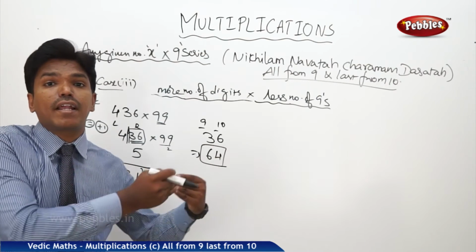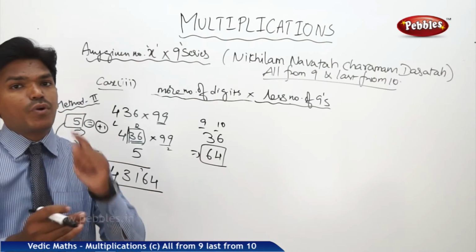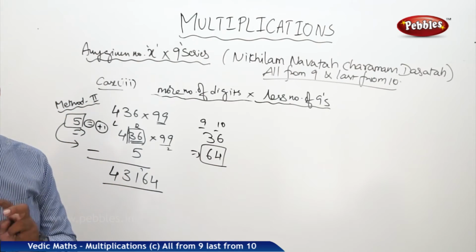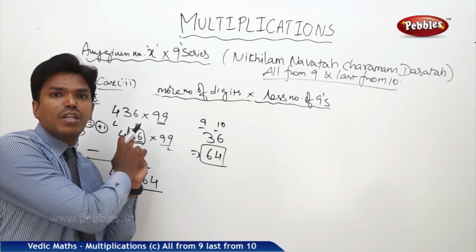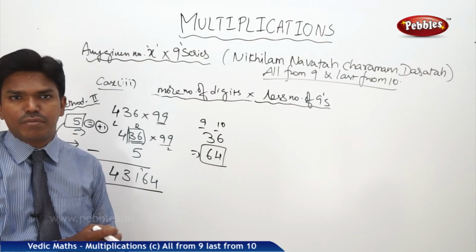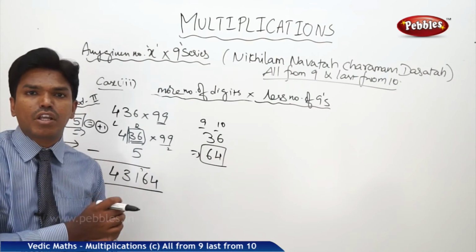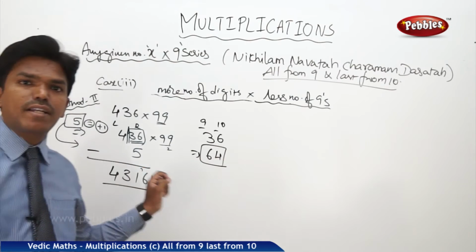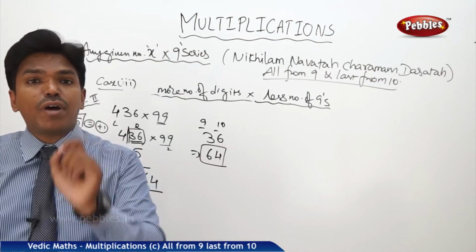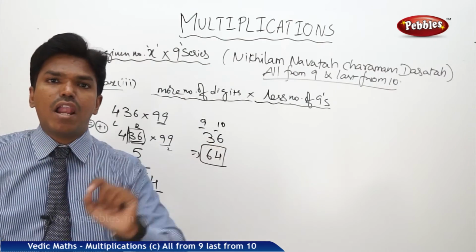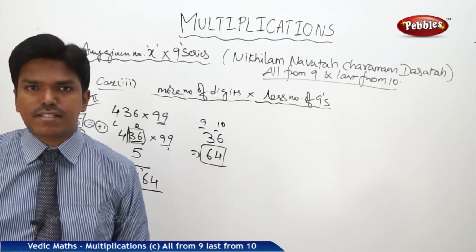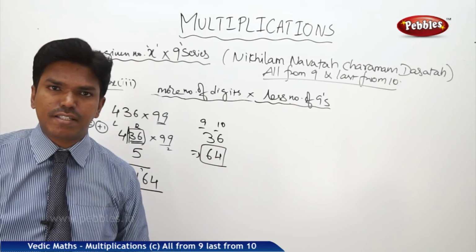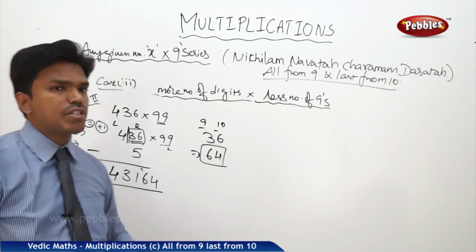Still we have to get the right side part of the answer. To get it, you simply go to the right side part of the number in the given partition. What is the right side part of the number? 36. After that, you need to apply all from 9, last from 10 to the 36, which we already discussed in the previous cases.